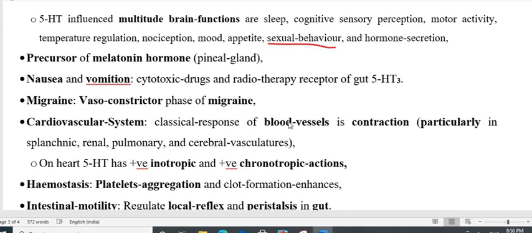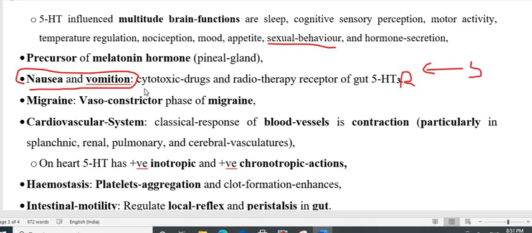5-HT is participating in vomition and nausea. So this is very, very important, through the 5-HT3 receptor. When this 5-HT acts on the 5-HT3 receptor, it is going to produce nausea and vomition. How is this nausea and vomition going to be produced?